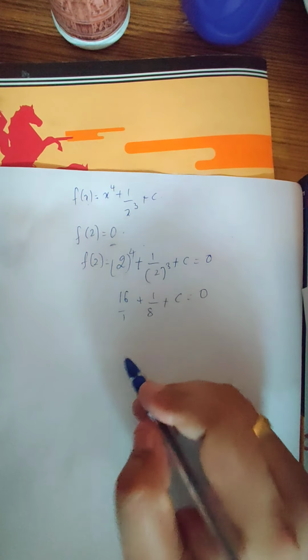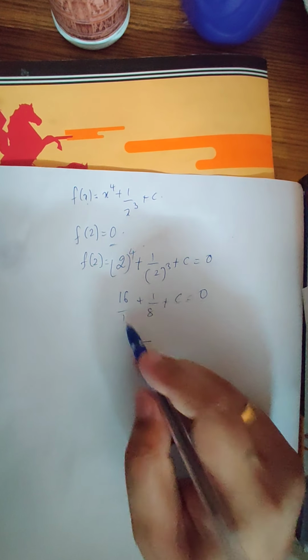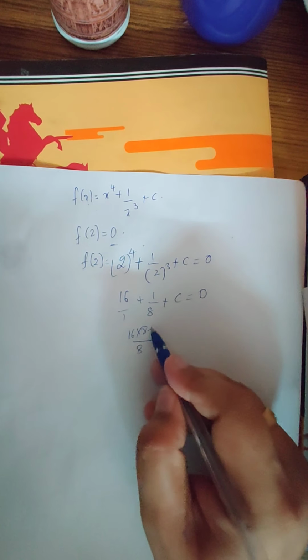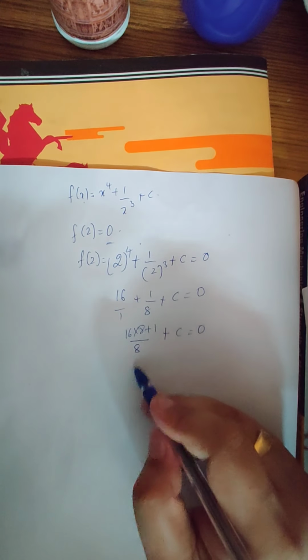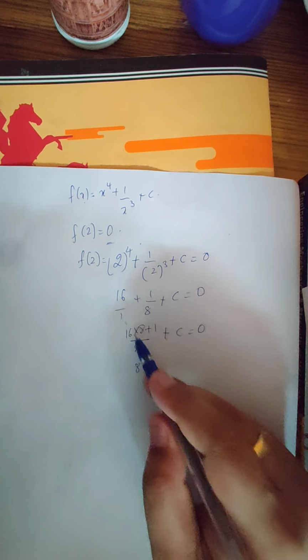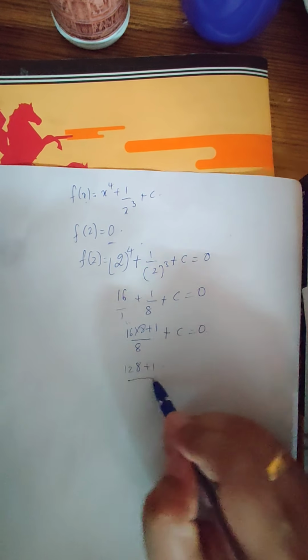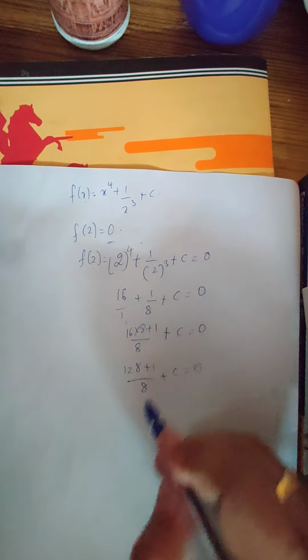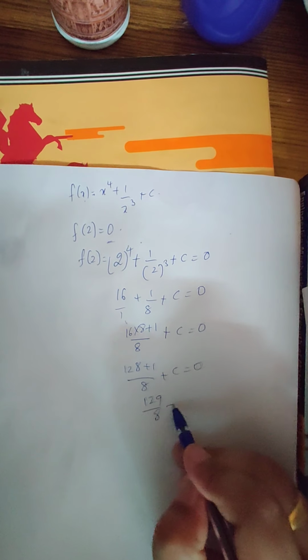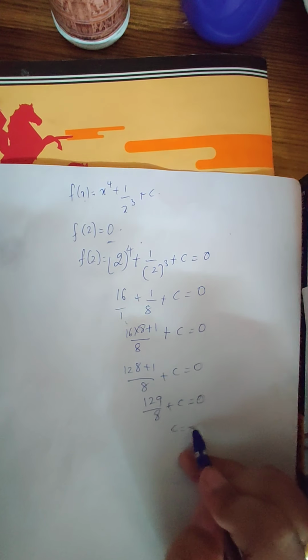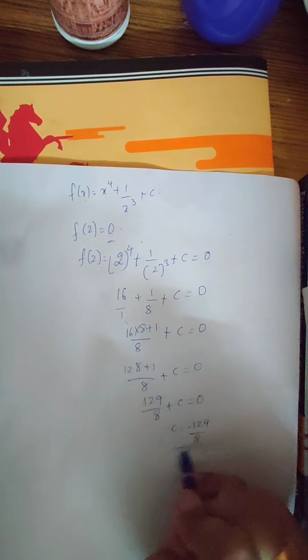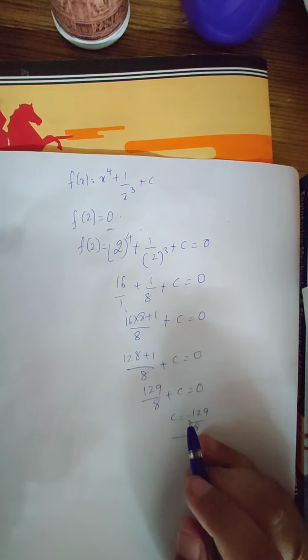So I'll take the LCM. 1 into 8 is 8. 8 into 16 is 128, plus 1 into 1, plus c equal to 0. So this will be 129 by 8 plus c equal to 0. So c equals minus 129 by 8. C equals minus 129 by 8 is the answer.